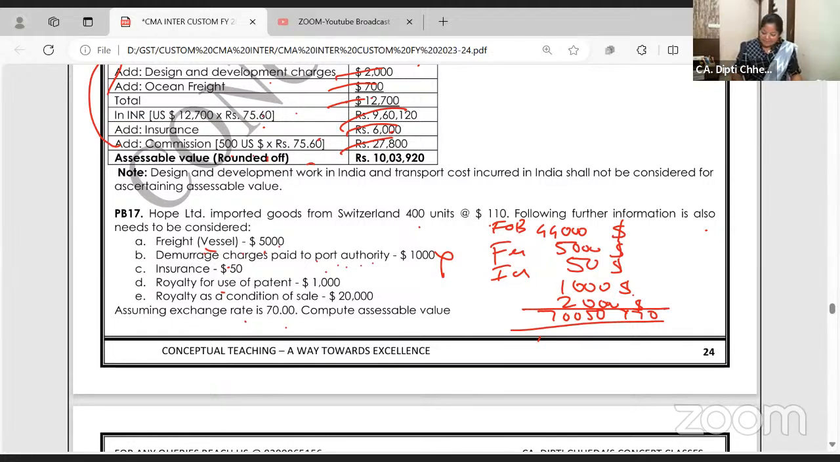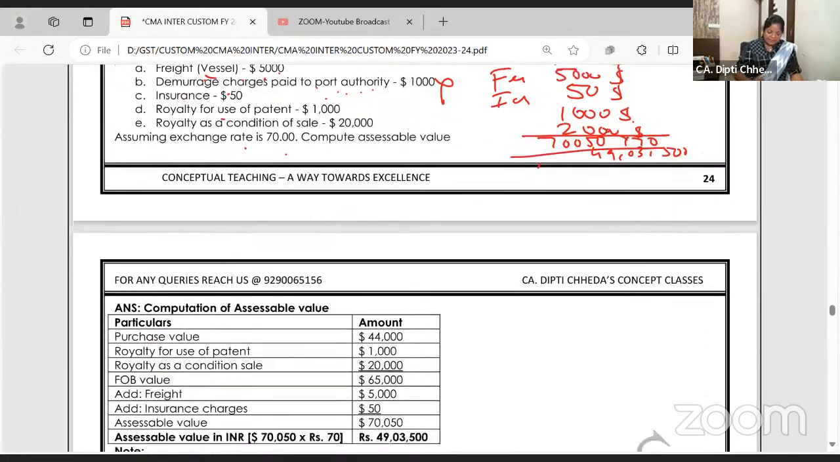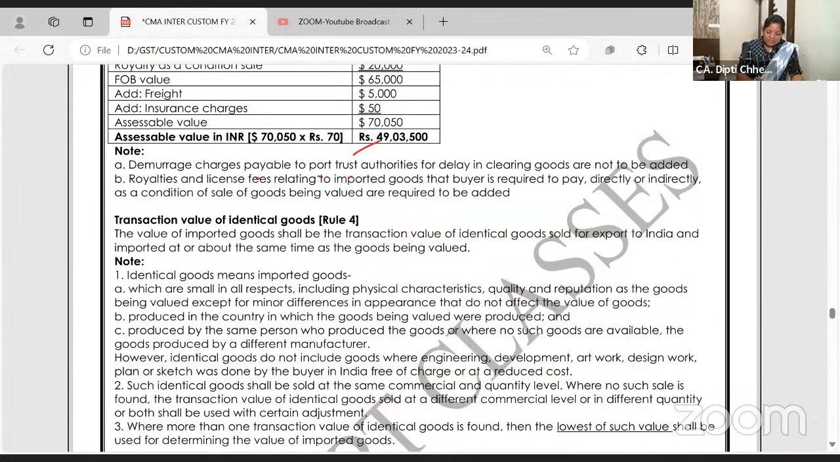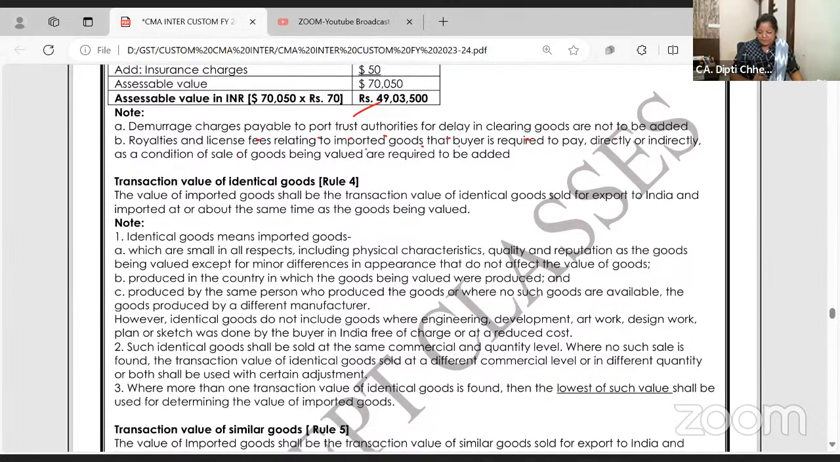This is the assessable value: 49,03,500. Okay, easy. Demurrage charges are payable to the port for delay. See, what are demurrage charges? If you don't take the goods from the port on time, for the delay you have to pay. That is not included. Royalty and license fee is directly paid. Okay, all that will form part of the goods.